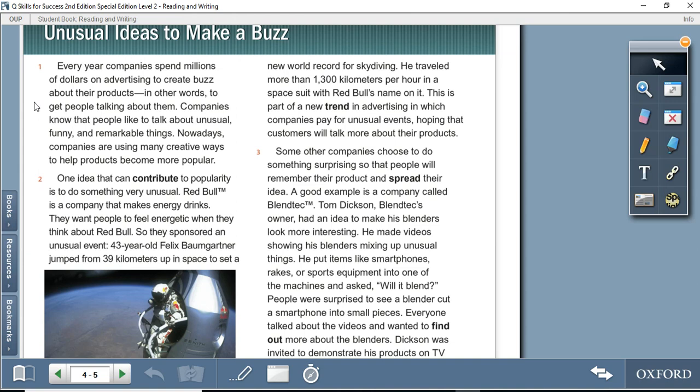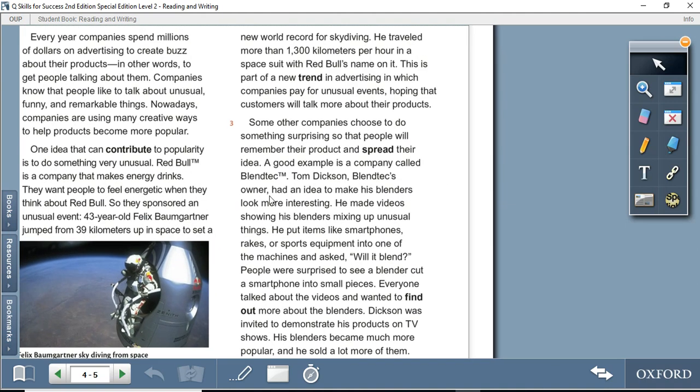Red Bull is a company that makes energy drinks. They want people to feel energetic when they think about Red Bull, so they sponsored an unusual event. 43-year-old Felix Baumgartner jumped from 39 kilometers up in space to set a new world record for skydiving. He traveled more than 1,300 kilometers per hour in a spacesuit with Red Bull's name on it. This is part of a new trend in advertising in which companies pay for unusual events, hoping that customers will talk more about their product.